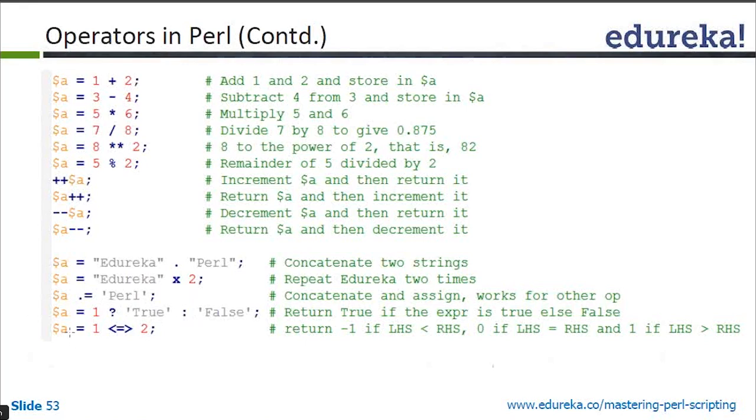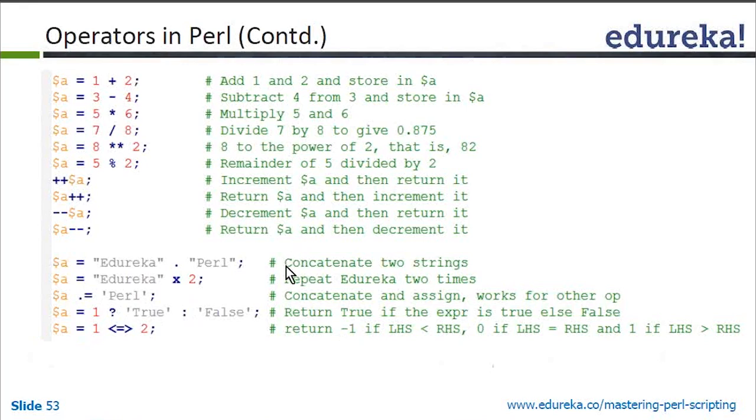Okay, and you can also have this. So this means greater than or equal to, greater than, less than. This sign gives -1 if LHS is less than RHS, 0 if LHS is equal to RHS, and 1 if LHS is greater than RHS.